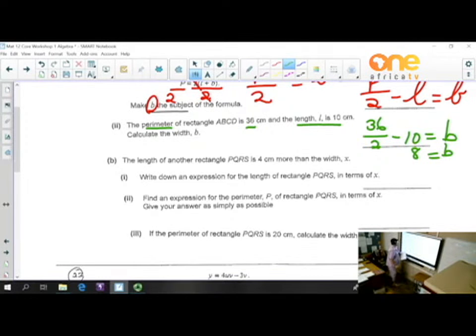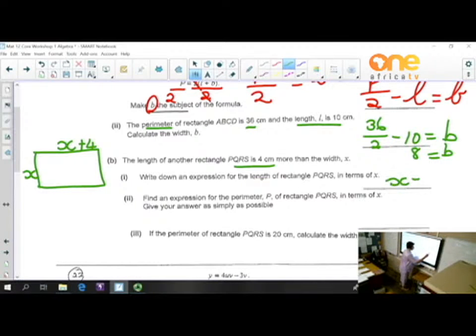The length of another rectangle is 4 centimeters more than the width x. Okay, let's draw the picture here so that we can see. There's my rectangle. This is the width x. The length is now 4 centimeters longer. What will that be? X plus 4. That length is then x plus 4. So write down the expression. It will be x plus 4.